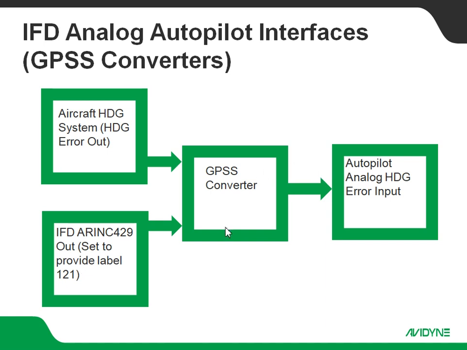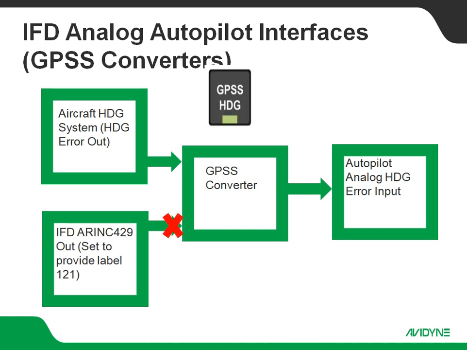What this GPSS converter is actually listening to is ARINC 429 label 121. So any of the Gamma variety ARINC 429 outputs are going to provide that label 121. So you should be good to go.